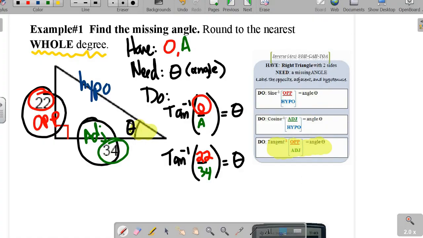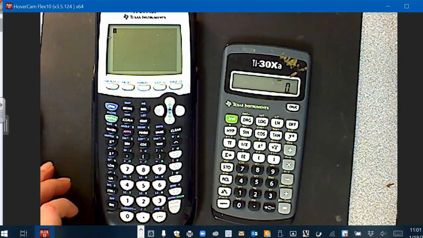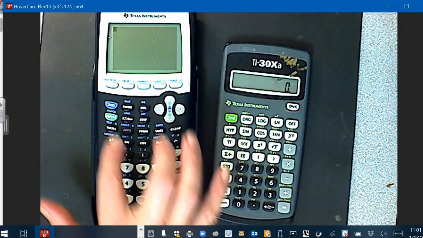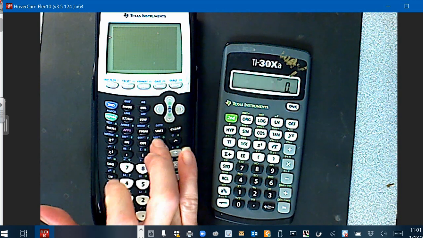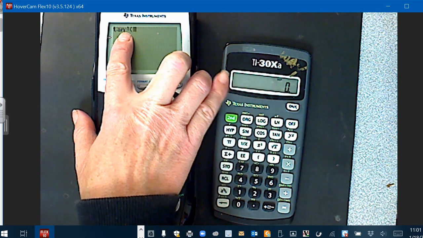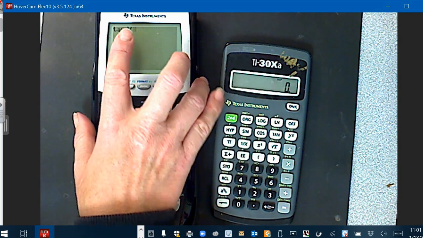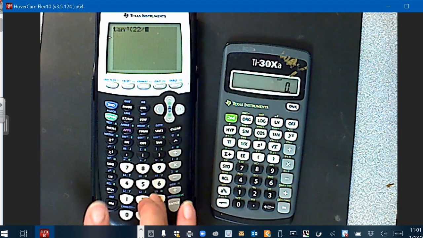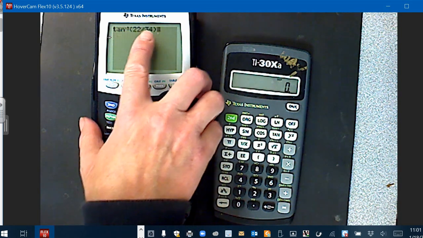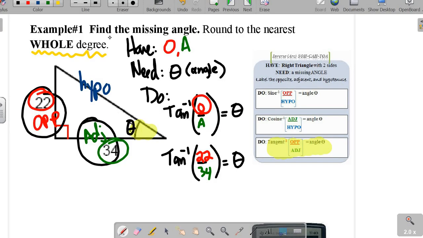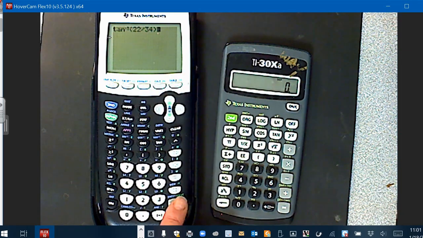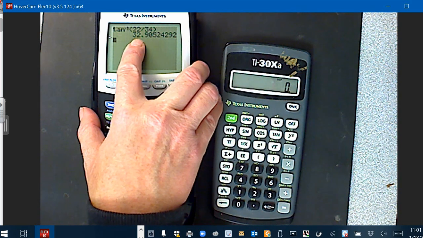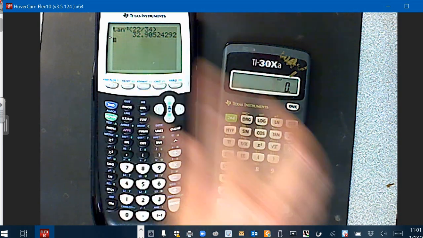Okay, it is inverse tan, 22 divided by 34. Second function, tan. You should see the little inverse tan there. 22 divided by 34. Notice the parentheses. Enter. Ta-da! Round it to the nearest whole degree for my class, unless it's Alex. That's going to be 33 degrees.